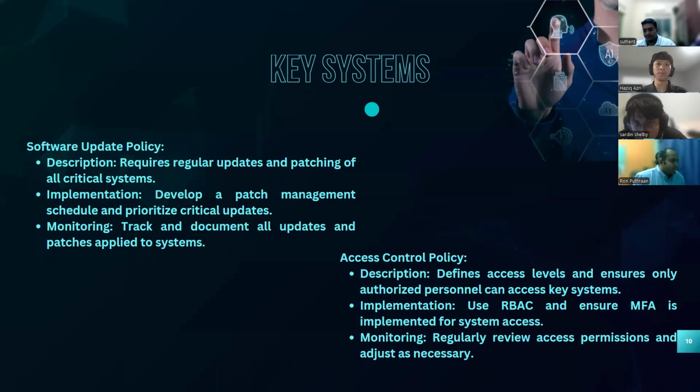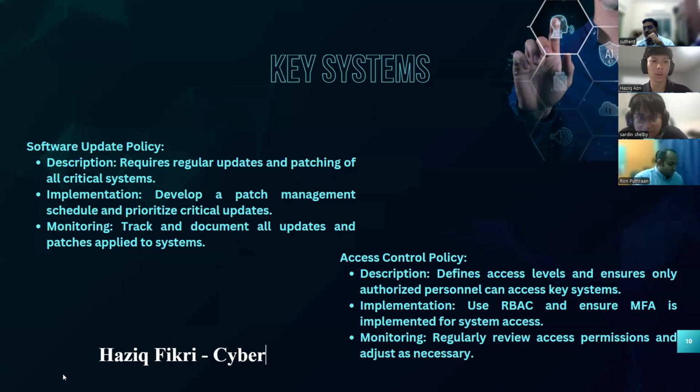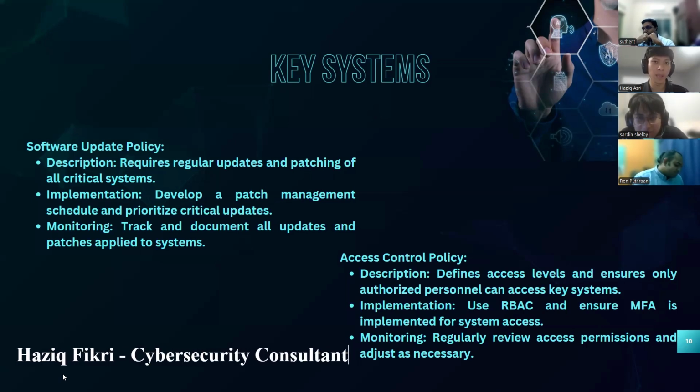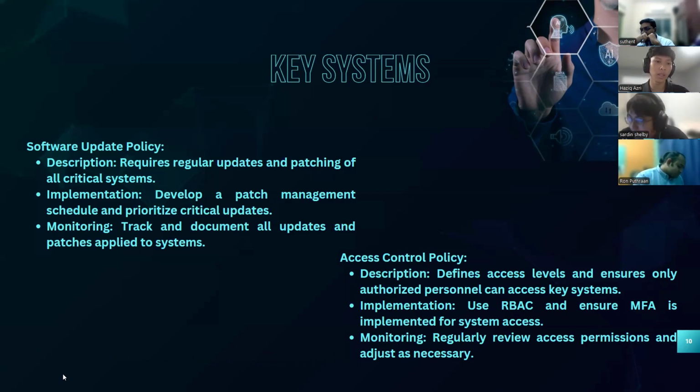So let's start with the key systems. There will be a software update policy, which requires regular updates and patching of all critical systems. To implement it, we develop a patch management schedule and prioritize critical updates. And then we will monitor by tracking and documenting all updates and patches applied to the systems.